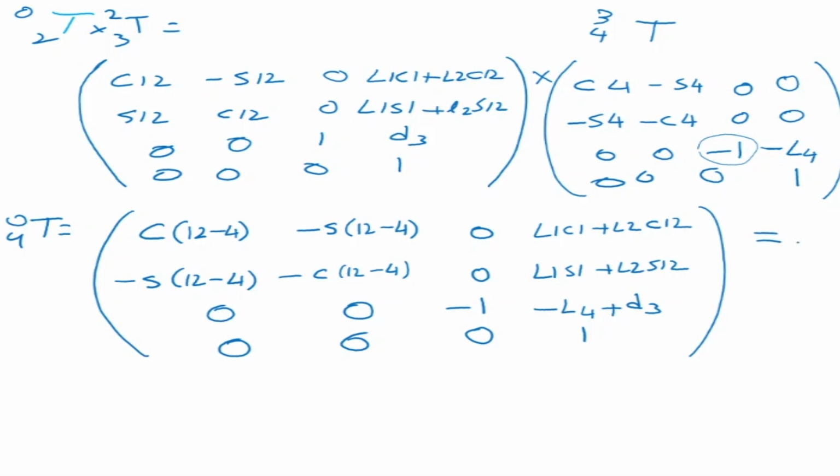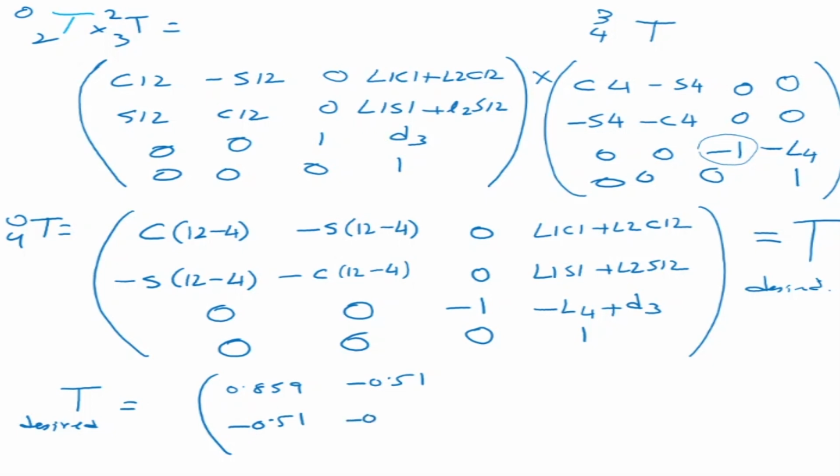Now I'm going to equate this to T desired. Wherever I want the manipulator to go, that's my desired position and orientation. So if I say T desired is equal to, I'm giving numerical values. Suppose I give numerical values 0.859, minus 0.51, and here we have minus 0.51, and minus 0.859. This is 0, 0, 1, 0, 0, minus 1. This is 0, 0, 0, and at the end I get 1.36601.